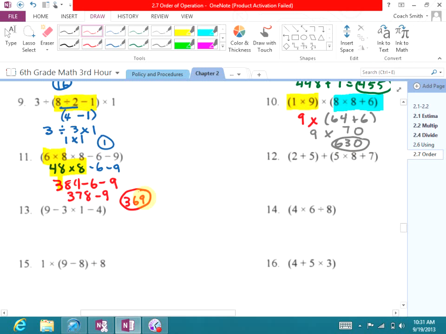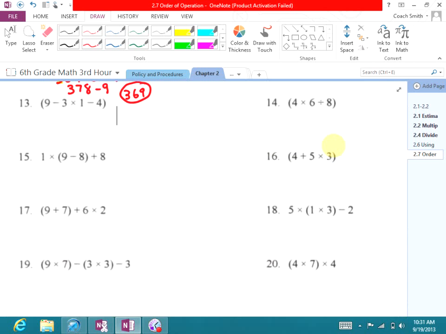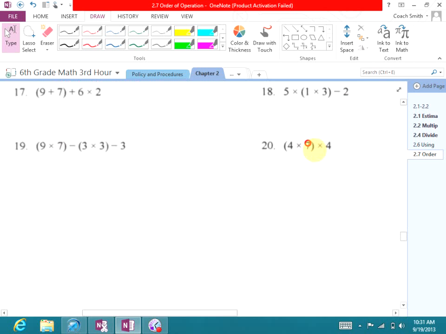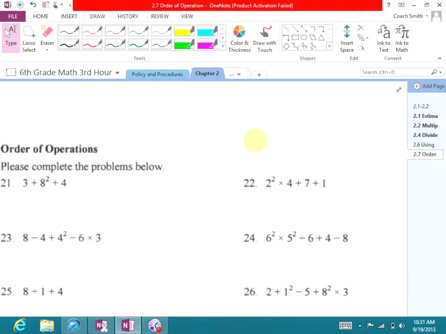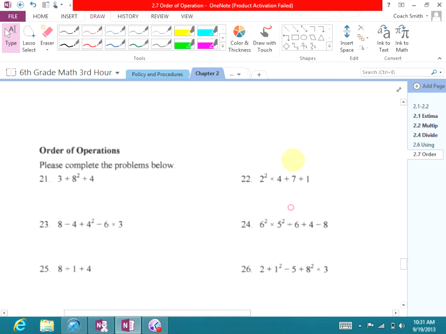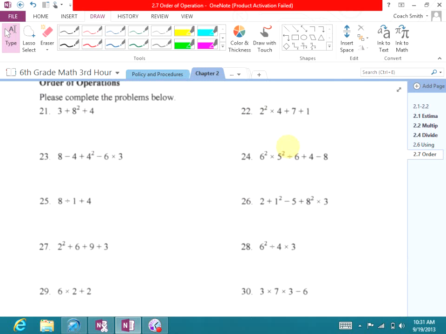All right, now, let's move down. Okay, we've done quite a few of those problems. Okay, let's move down to the next page. Okay, this one's a little easier in the sense of it doesn't have parentheses, but it does have exponents. Okay, so let's look at number 21.